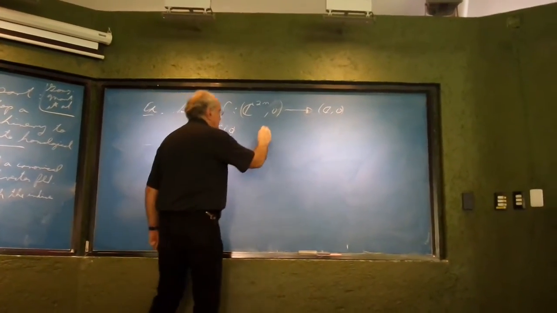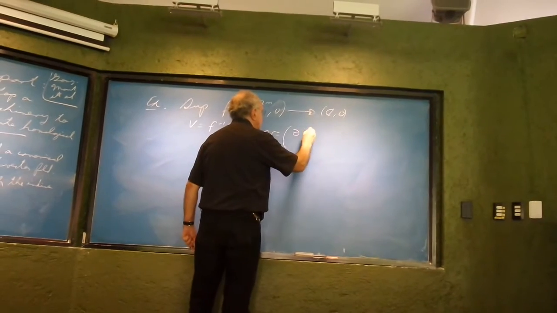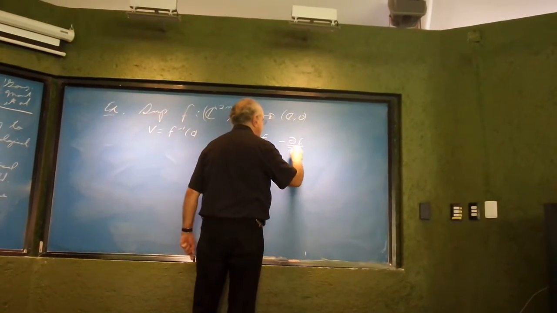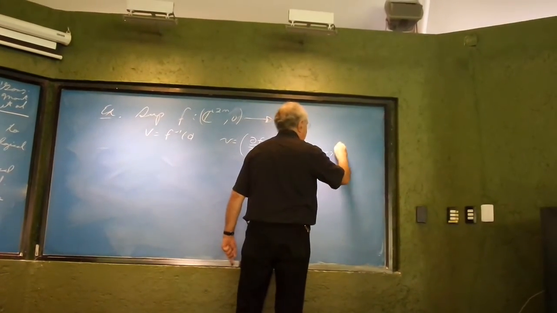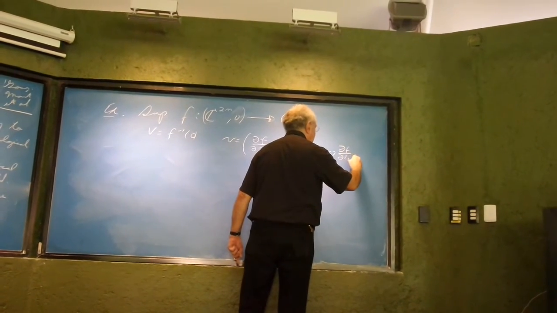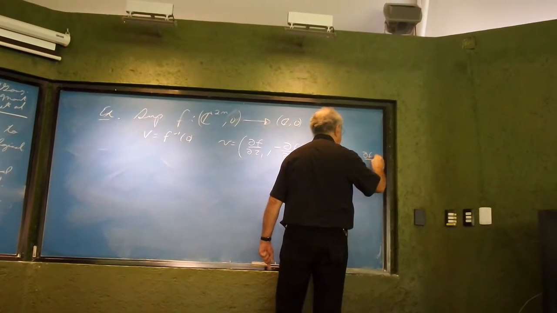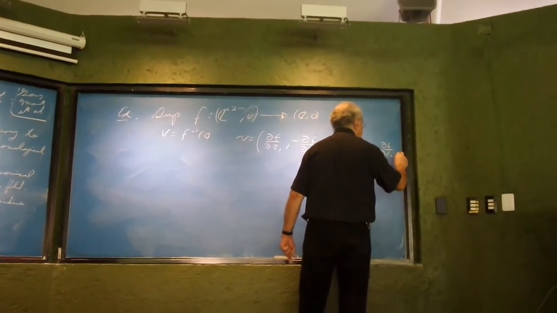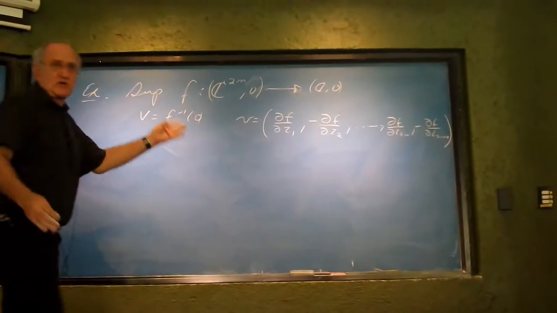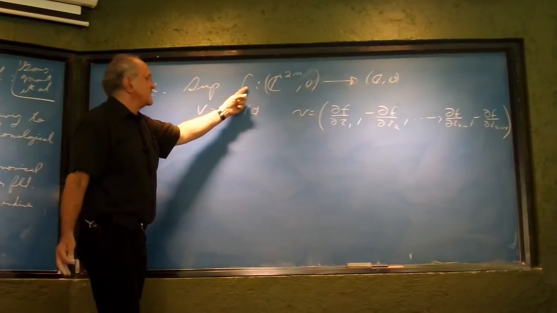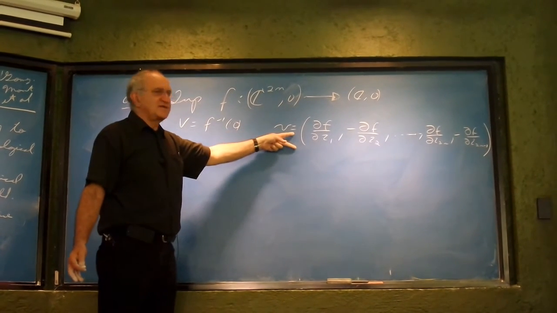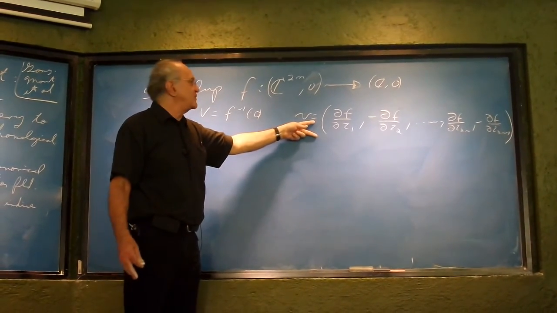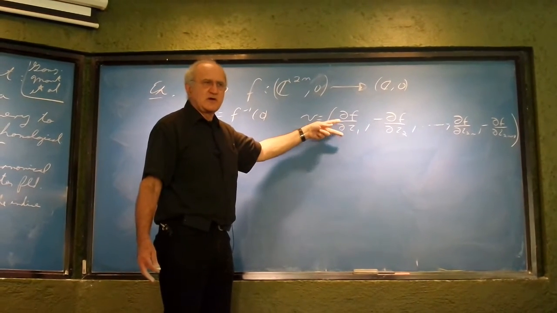If you have this, now consider the vector field V equal to the partial of f with respect to z1, comma, minus the partial of f with respect to z2, comma, and so on, up to the partial of f with respect to z_{2n}, minus the partial of f with respect to z_{2n-1}. That's holomorphic, we agree. If f has an isolated critical point at zero, this vector field is never zero except at the origin, by definition. Critical points are where the partial derivatives vanish. So the only singularity of this vector field is at the origin.